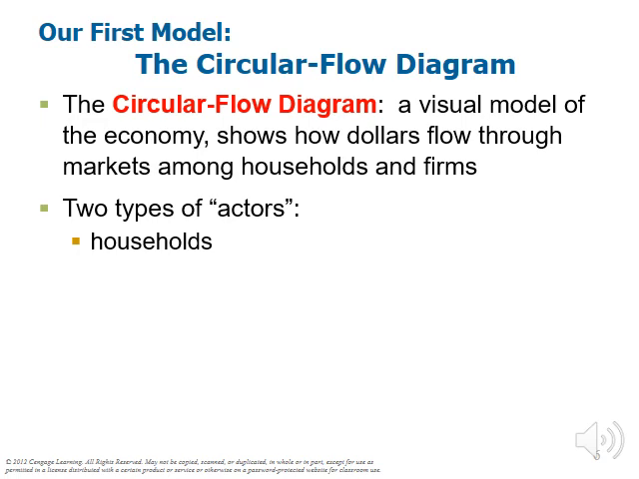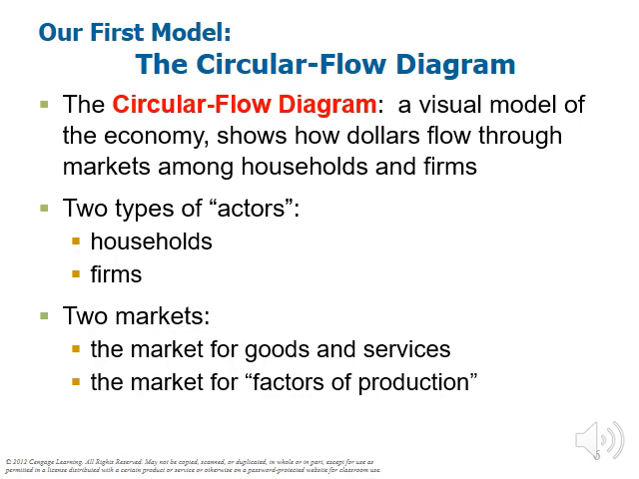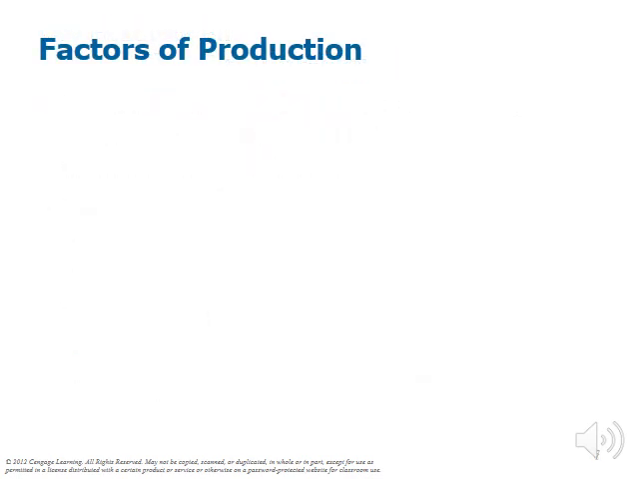Our first simplification will be that there are only two types of actors. One, households, and two, firms. We'll also assume that these households and firms interact primarily in two markets. One, the market for goods and services, and two, the market for what we'll call the factors of production. And the factors of production we'll learn are the inputs into any productive process, things like labor, natural resources, tools, and machines. Our factors of production, more specifically, are the resources that the economy uses to produce.